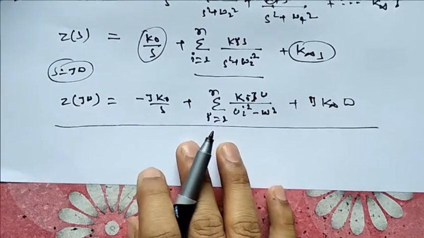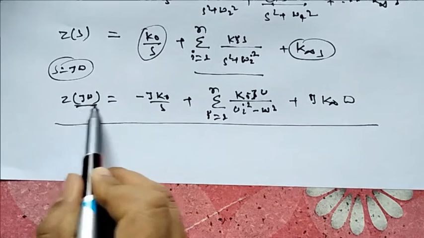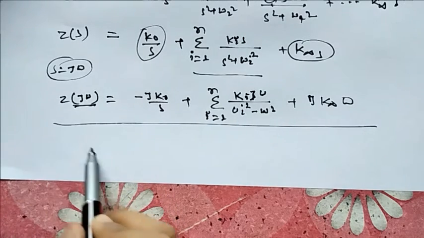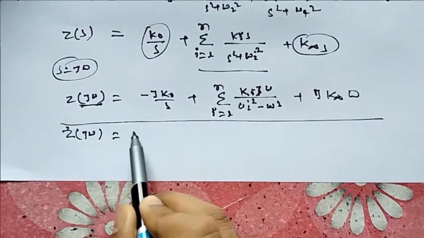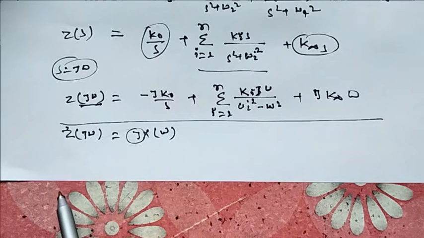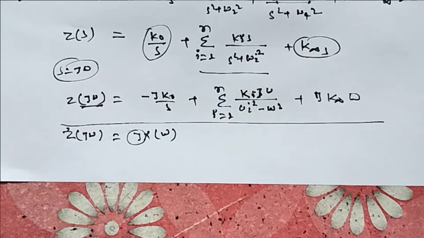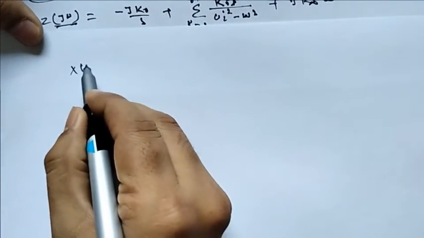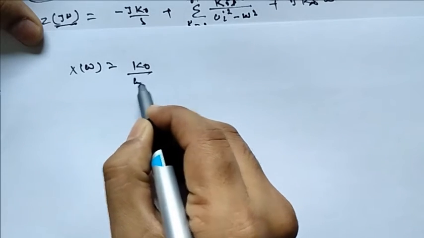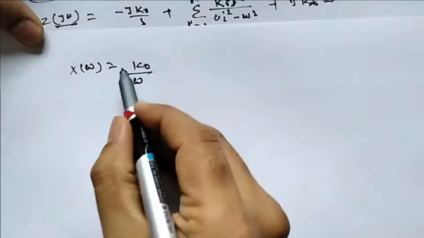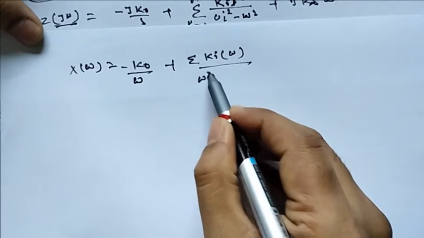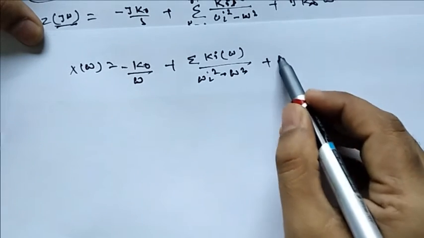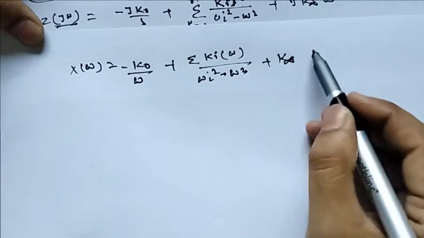Now this Z(j omega) can be written as j X(omega). If I take j out, then the function X(omega) will be minus k naught by omega plus the sum of k_i omega by (omega_i squared minus omega squared) plus k infinity omega.